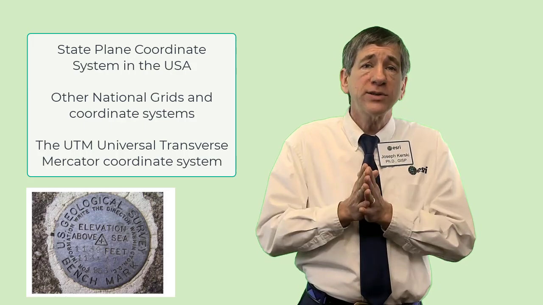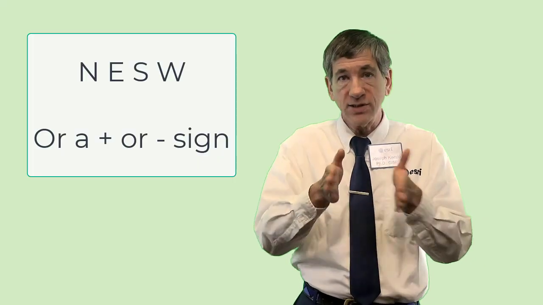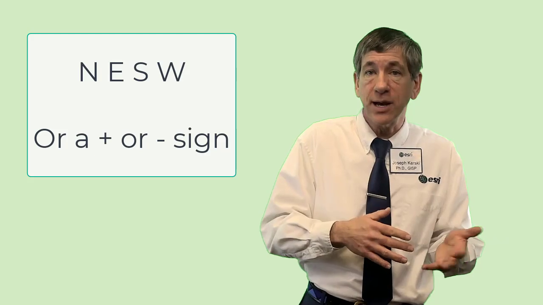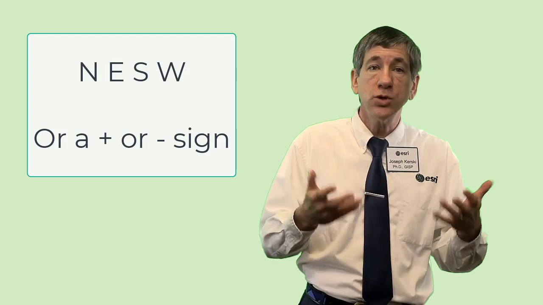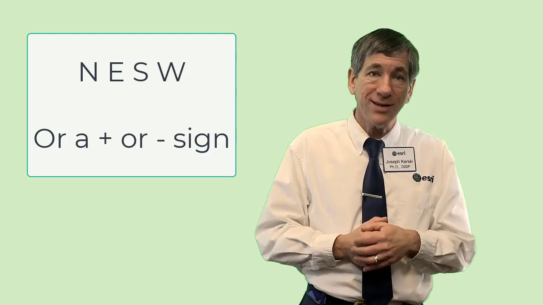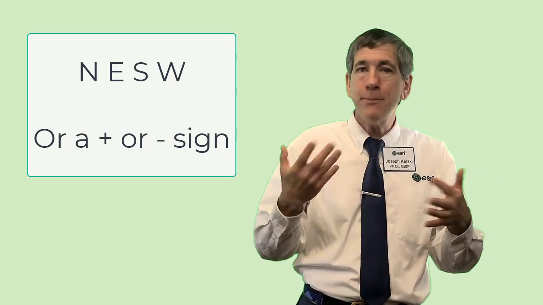No matter what system is used, it is important to use the annotation carefully. Either use the cardinal directions north, east, south, west, or a negative sign to designate west longitude and south latitude, but use one of these two types of annotations. Omitting these annotations leaves ambiguity.